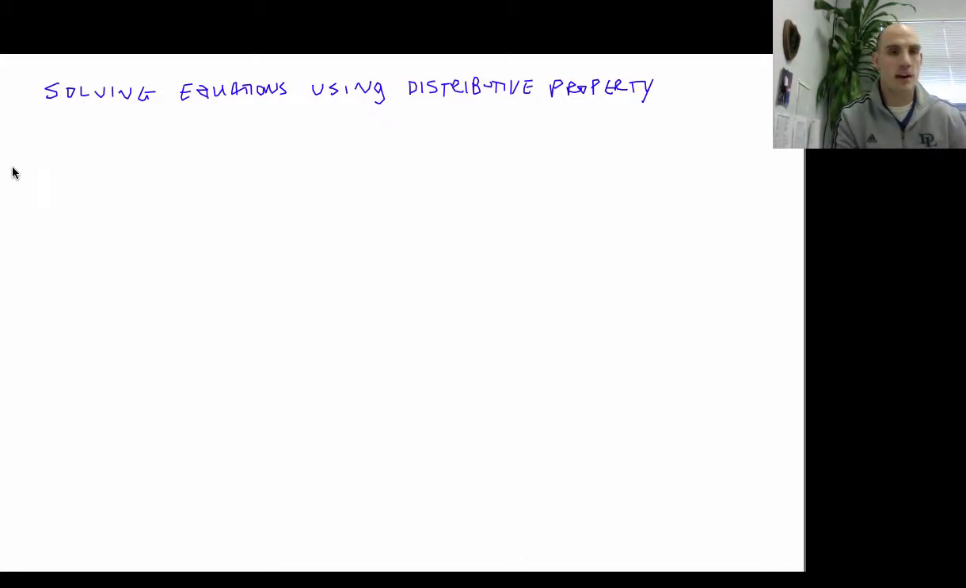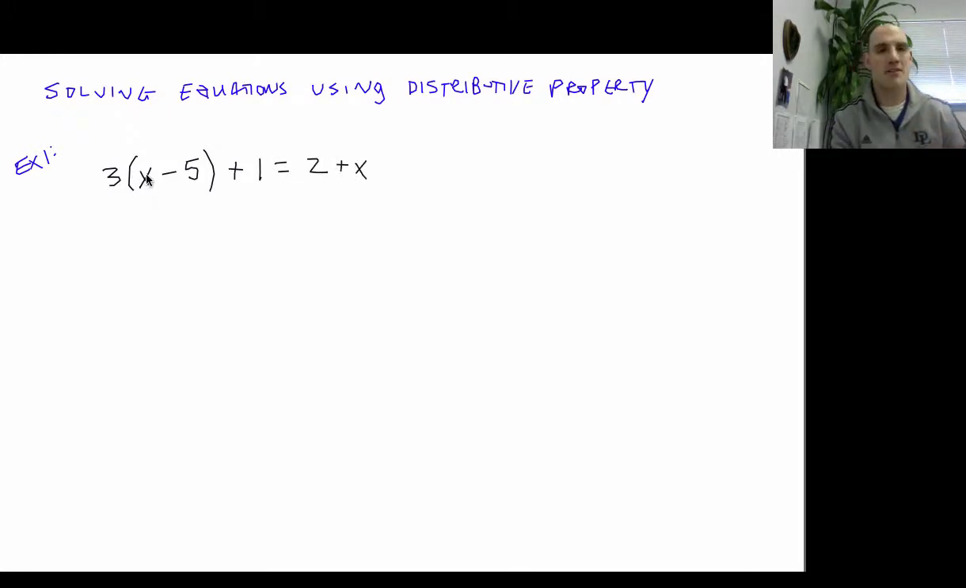The first one that we've got here is going to be one where we're going to have to do a little bit of work before we can solve. Let me grab a different color here. We've got 3 times (x minus 5) plus 1 equals 2 plus x. We're dealing with a couple of different elements here. Obviously we have an x on both sides, so that's something we're going to have to deal with down the line. But we want to simplify this part first.